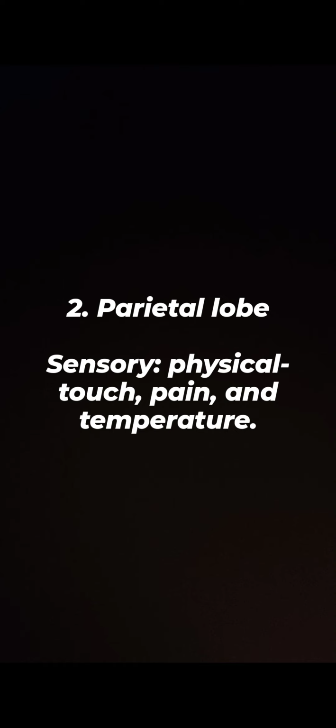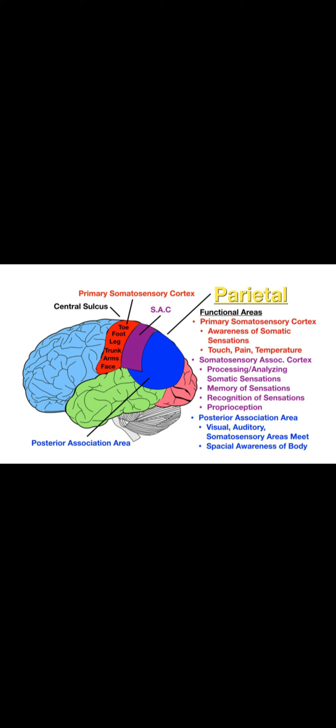Number 2. This part of the brain controls your senses, but just certain senses, mainly touch, and remembering how something felt the first time you touched it.